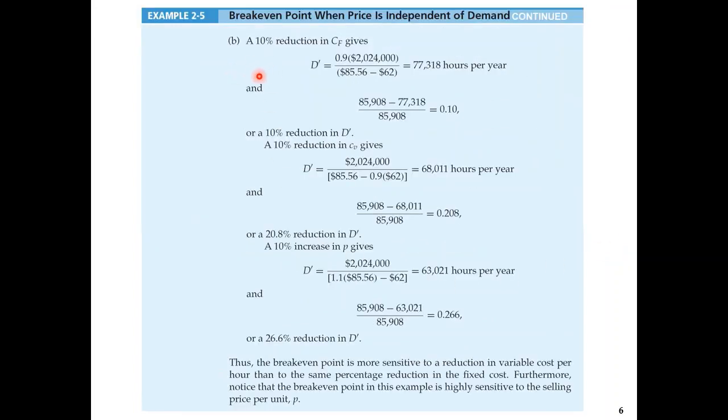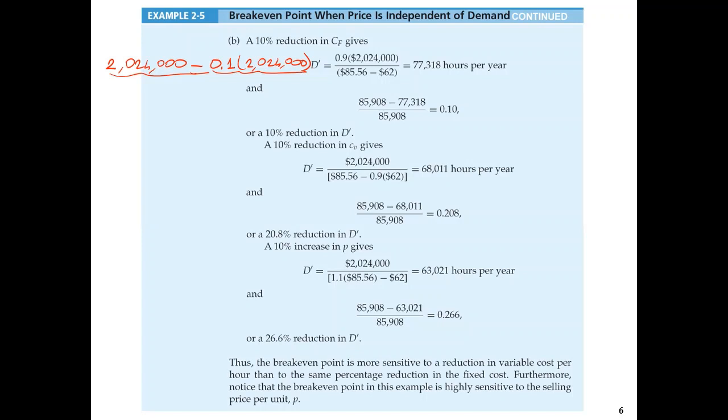In this part B, first we will consider this 10% reduction in the fixed cost. Okay, so 10% reduction, what does it mean? Remember, our fixed cost was 2,024,000. And we will reduce it by 10%. So what does 10% mean? 0.1 times 2 million, 0.21,000. Okay, so this is the 10%, and we reduce this 10% from itself.